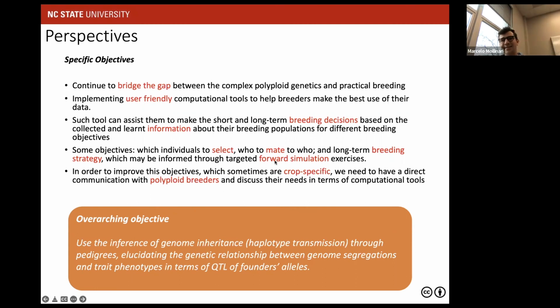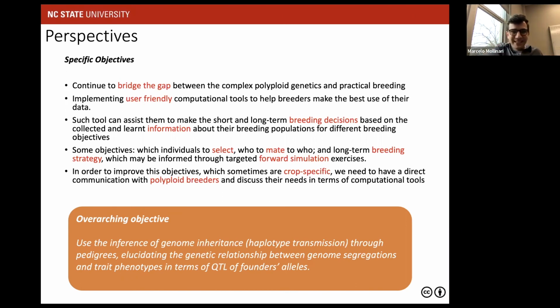We want to provide, based on this architecture, a tool to help breeders select individuals and mating or breeding strategies using simulations. Of course, if you have the model, you can do forward simulations. And this is very important because this is very crop specific. As you saw, sweet potato is an autopolyploid. And I know that, for instance, Brachiaria is not an autopolyploid, it's a segmental polyploid. So maybe this strategy is different. So this is very crop specific.